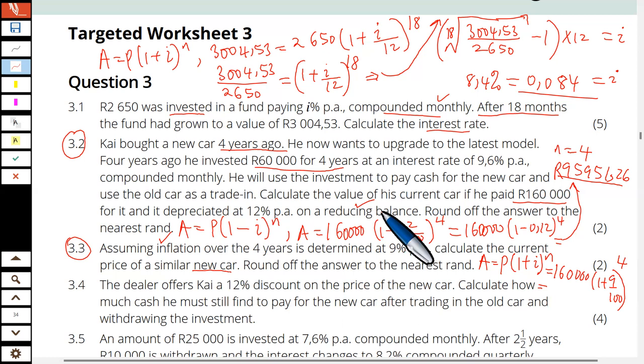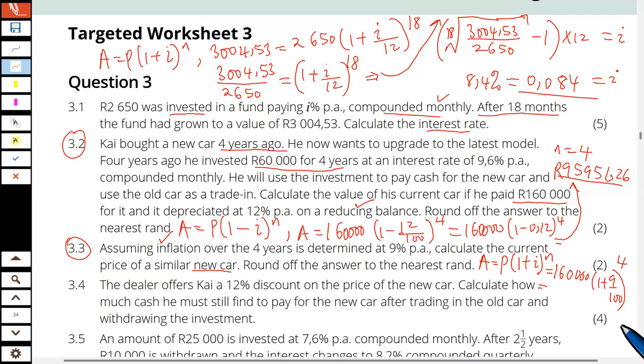Assuming inflation of 9% for 4 years, calculate the current price of a similar new car. Now, the car was 160,000, but now it's not going to be 160,000. If the car was 160,000 4 years ago and you go to buy a new one now, it's not going to be the same price. If a loaf of bread was 5 rand, it's going to increase according to that. So you have 160,000 into 1 plus 9 divided by 100, okay, we're doing finance today, to the power 4 years.